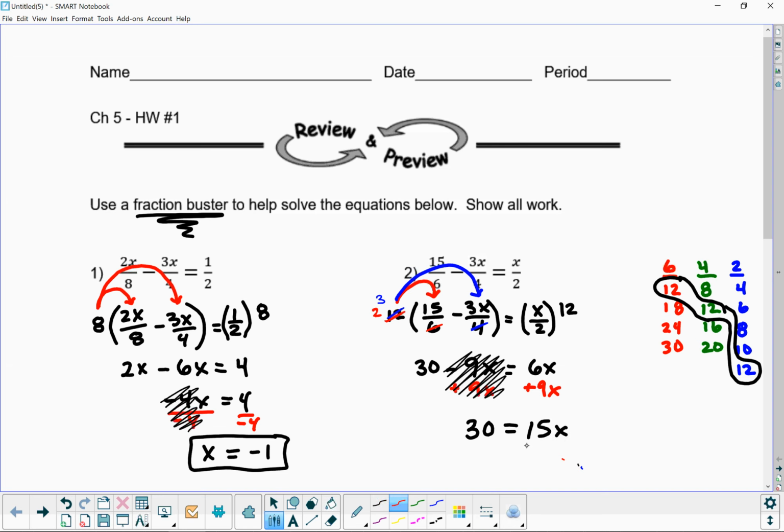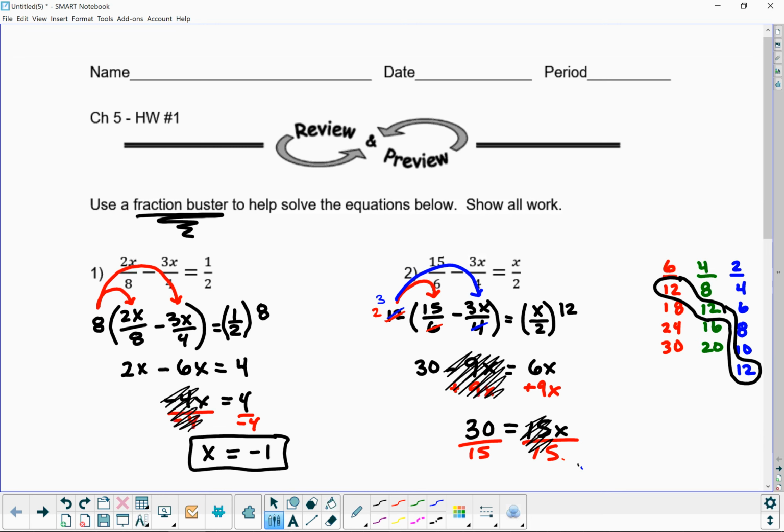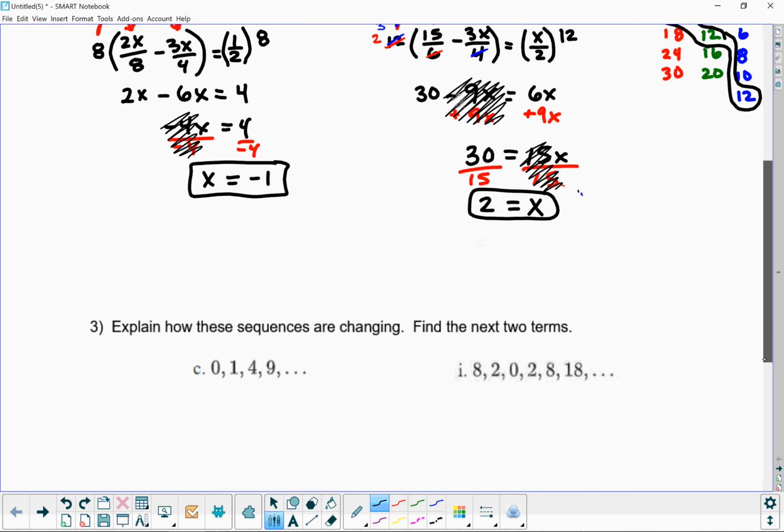Let's go ahead and divide by 15. That's going to get rid of my 15. It's going to leave my x's around. So my final answer, x equals 30 divided by 15 is 2. So answer, x equals 2. All right.